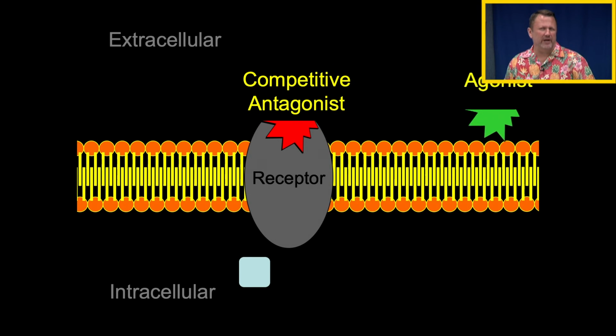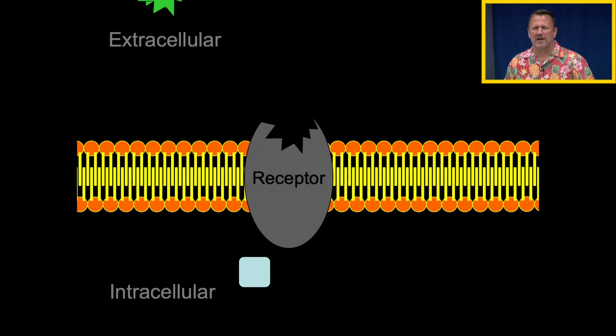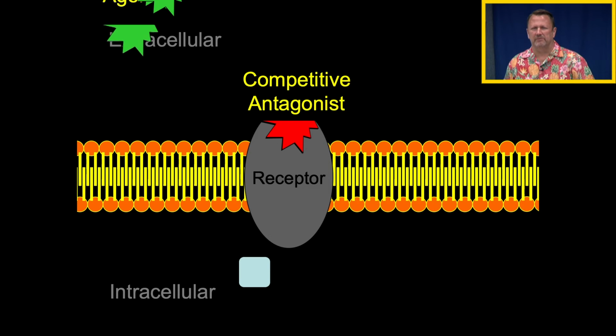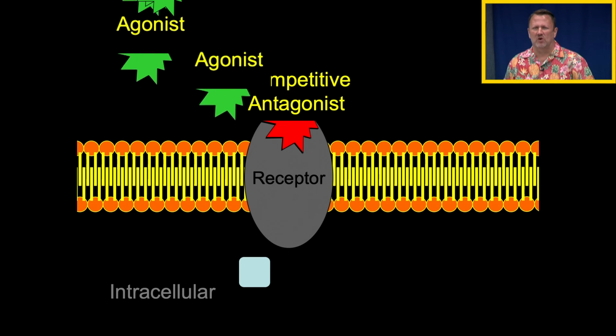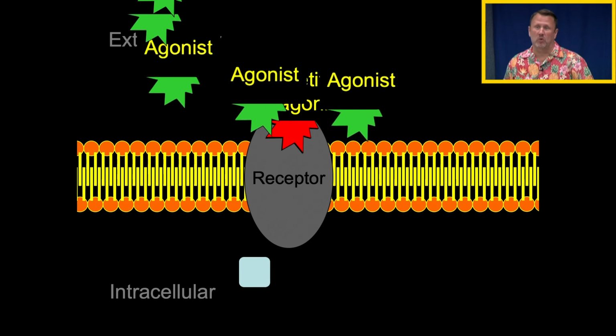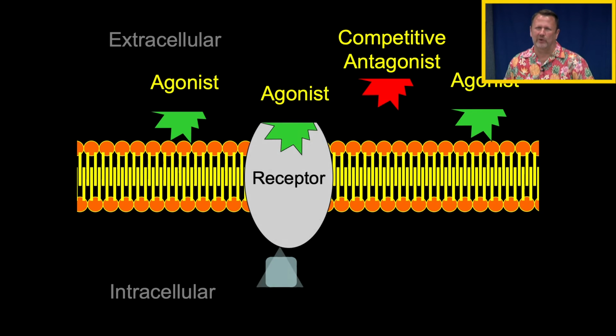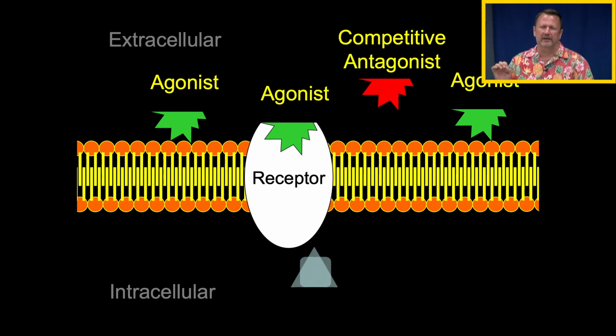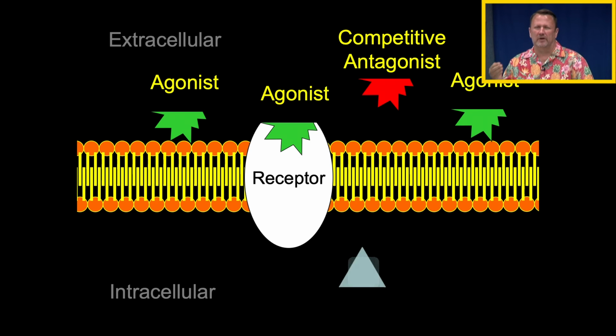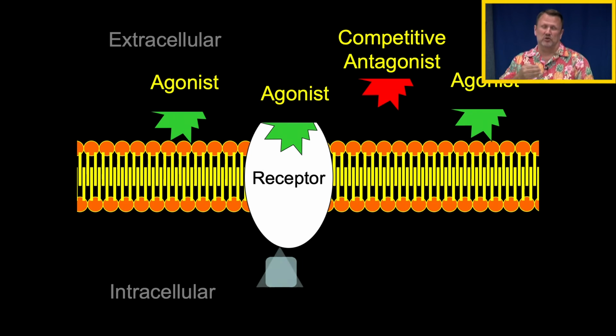But I told you, if we add enough agonist, we can bump that competitive antagonist right off. All right? So there's my competitive antagonist, and if I add more and more and more agonists, finally the agonist is going to win the competition. The competitive antagonist is not going to be able to be an antagonist anymore. And so what we're trying to show you here is that when you have a competitive antagonist, the body can overcome that. If you're using a competitive antagonist as the drug, there is a potential for the body to overcome that by making more agonist.